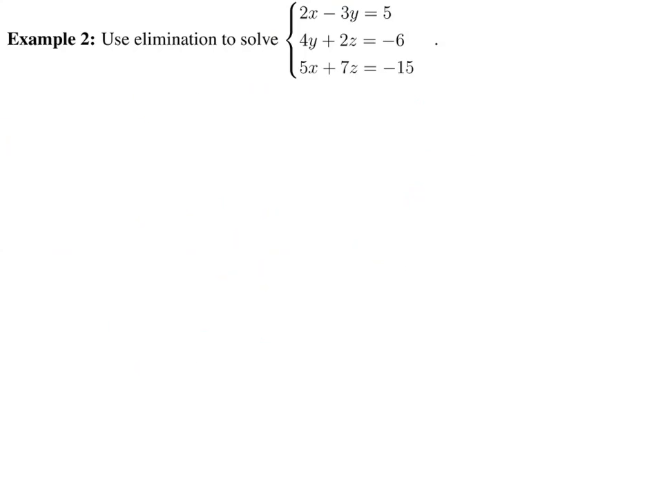All right, this one looks simpler, but something should look a little strange to you. Each of them looks like it just has two variables, and that's true, except they're not the same two variables. So my first order of business would be to rewrite the whole thing, but leave blank spots where the missing variables go. So for example, in the first one, it's 2x minus 3y, blank, equals 5. And then for the next one, 4y plus 2z, with a blank beforehand, equals negative 6. And then 5x, blank, plus 7z equals negative 15.